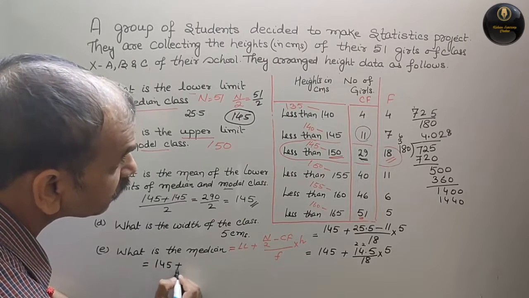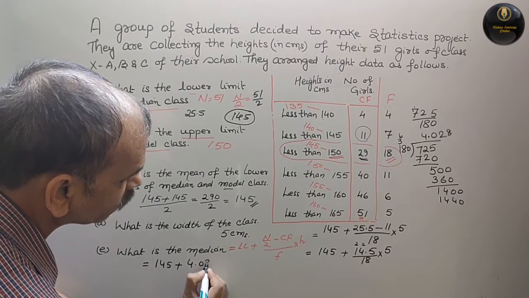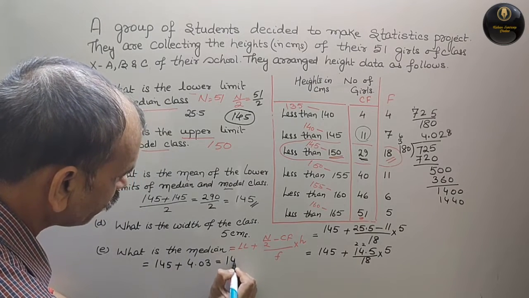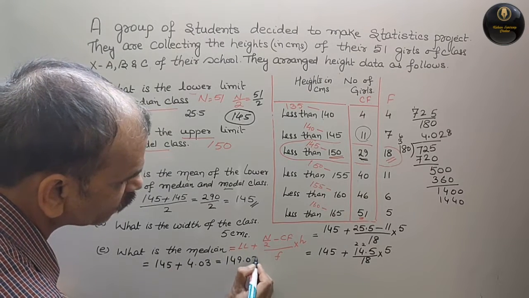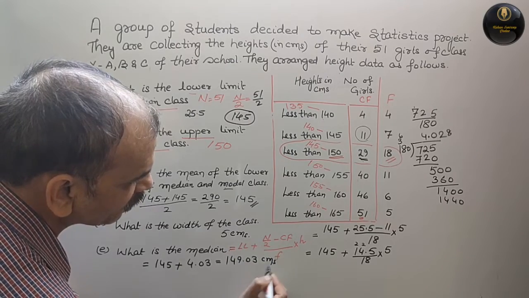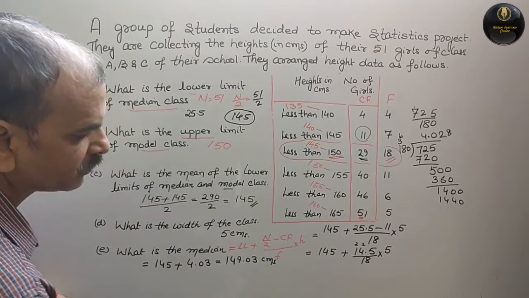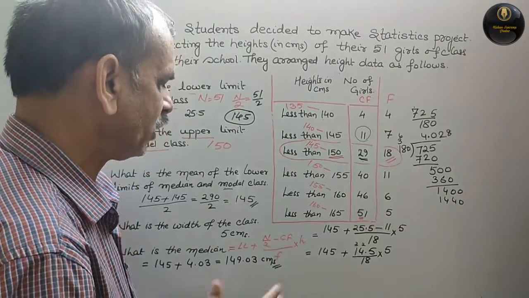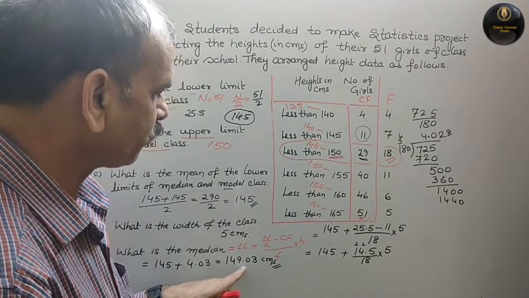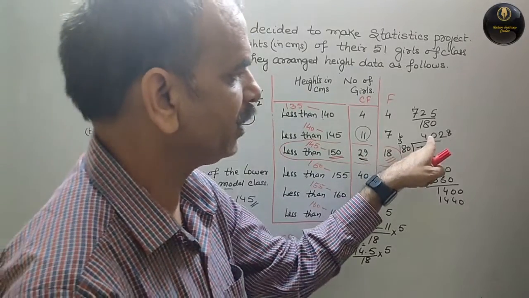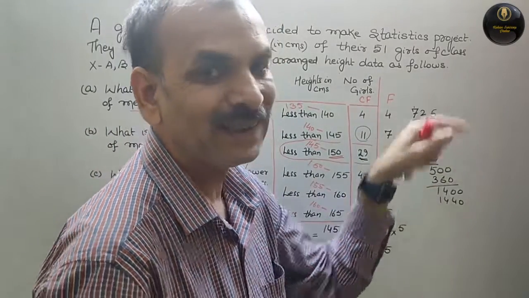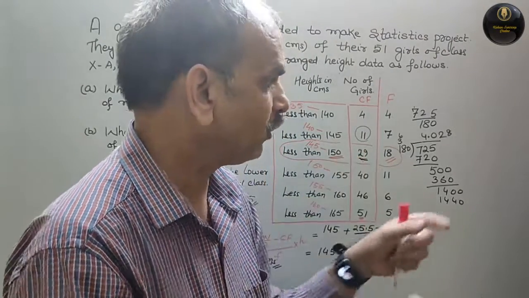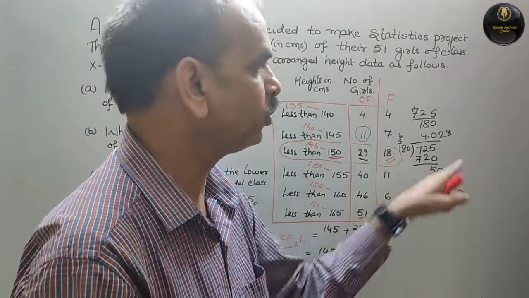So we can write it as 145 plus 4.03 approximate, that is equal to, we can say, 149.03 centimeters is the median. So like this we have to find it out. How it comes 0.03? Why means it will be 0.027 or 8. It is more than 5. So we will just make it to 3 here.